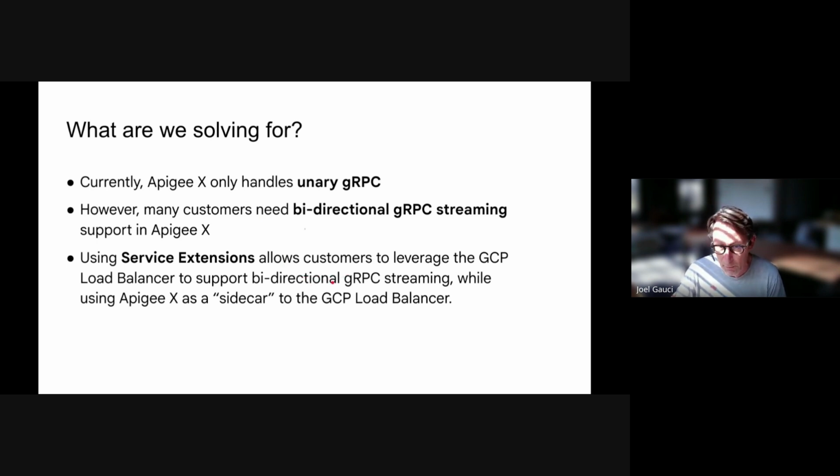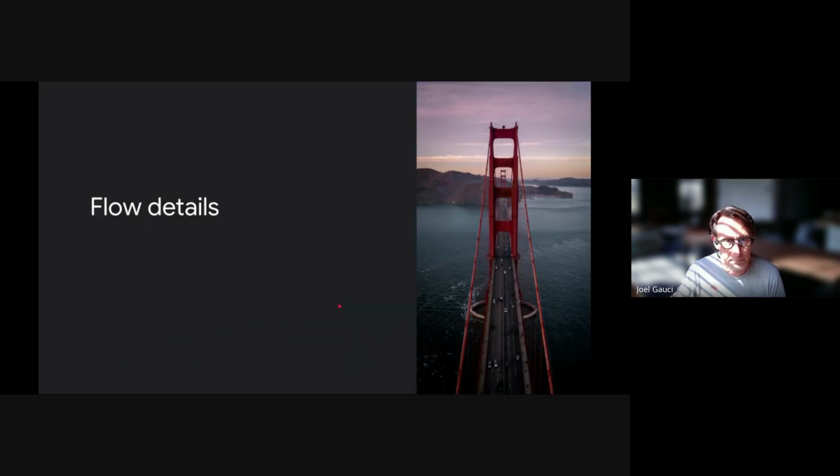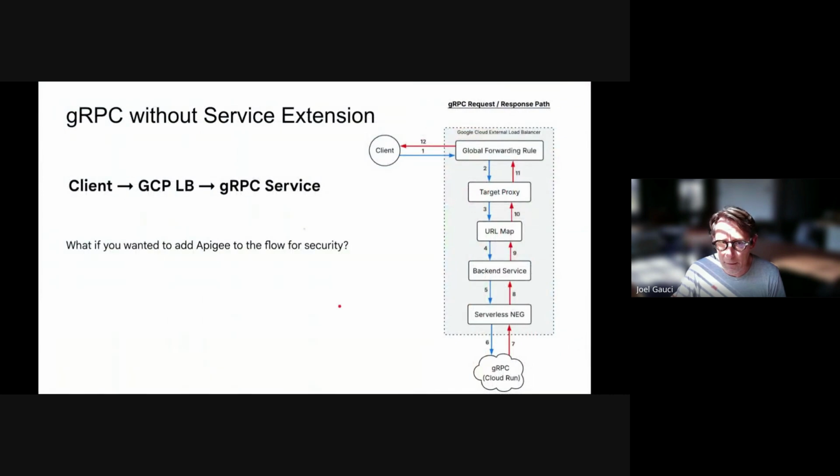communication with gRPC streaming, and use Apigee as a sidecar to the load balancer in order to perform some security controls like API key verification, access token verification, spike arrest, quota enforcement, all these different things. You can benefit from it using Apigee as a sidecar proxy to the load balancer. So just some flow details before going to the demonstration.